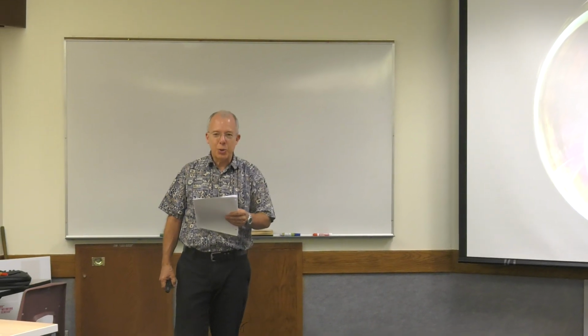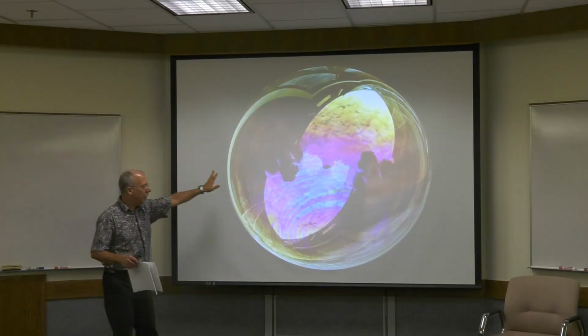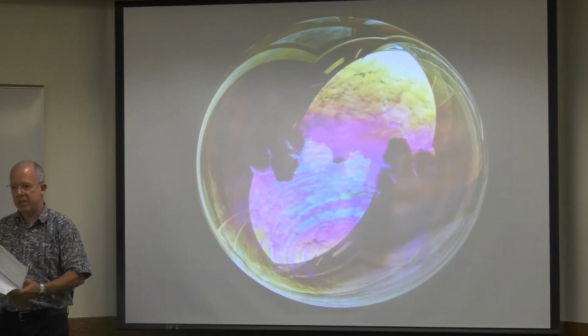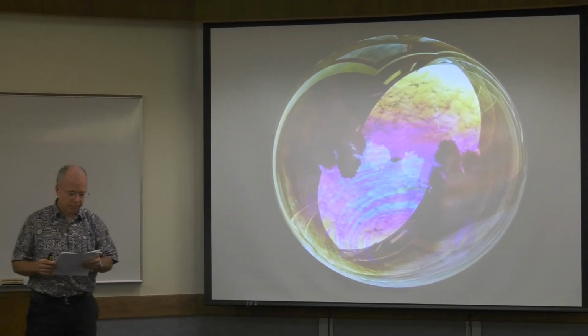Welcome to Physics 221, Chapter 17. This chapter is about what's called superposition. That's really interference, how waves interfere with one another. This is an example. This is a soap bubble. You see all these different colors? Those colors are the result of waves interfering, light waves interfering.